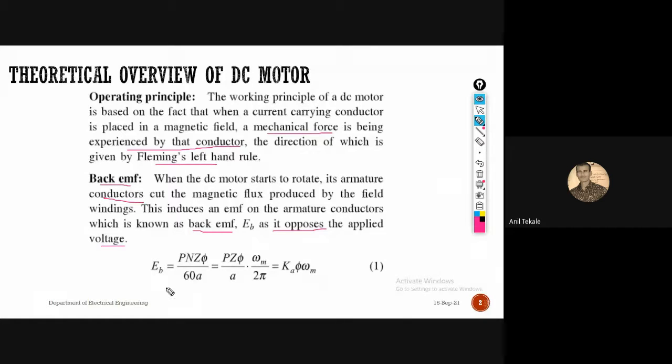And the equation for this EB, the back EMF, we have already seen in machines, but here we only recall the equation: P N phi Z divided by 60A, where P stands for the number of poles, N stands for the speed, Z stands for the armature conductors, phi stands for the flux, and A stands for the parallel paths, right? So that can be written as Ka phi omega m. That Ka we studied as a constant value, right? So this is the basic overview we are seeing.